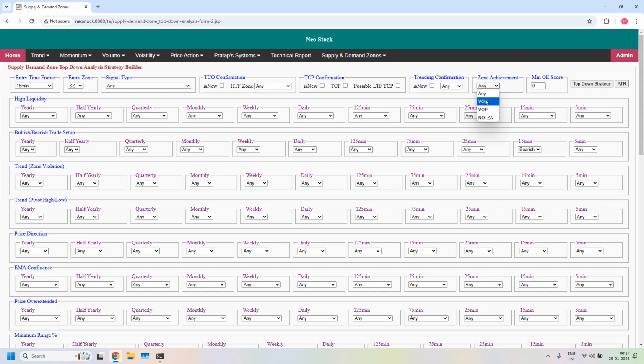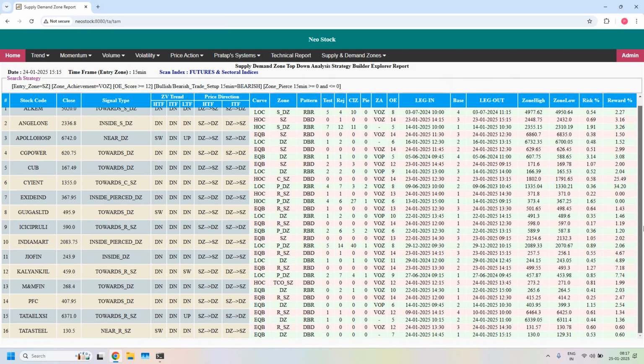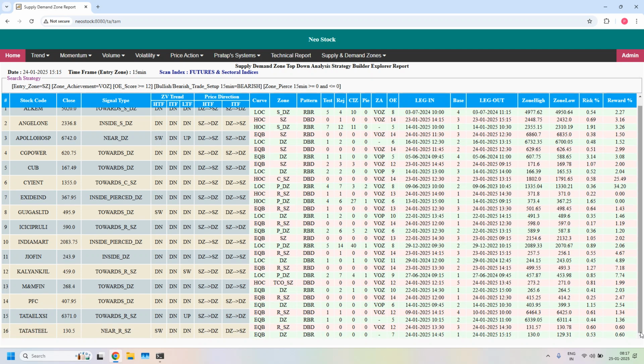Zone achievement violated, opposing zone, minimum odd enhancer score is 12. All 3 filters are applied to 15 minute supply zone. And we got 16 stocks. First 15 stocks in the list. I am scrolling the list down. Out of these 16, we can further filter based on zone confluence.